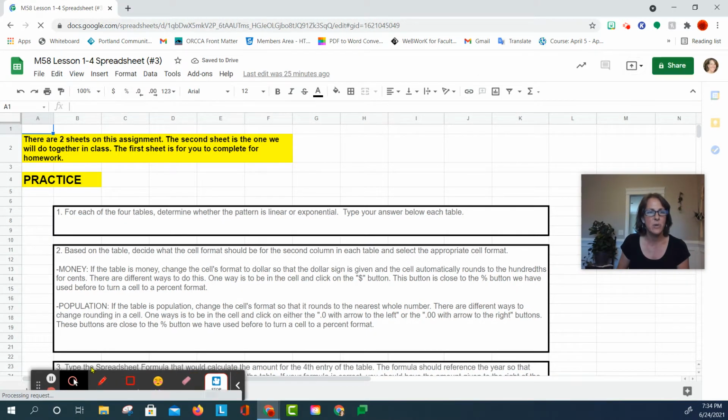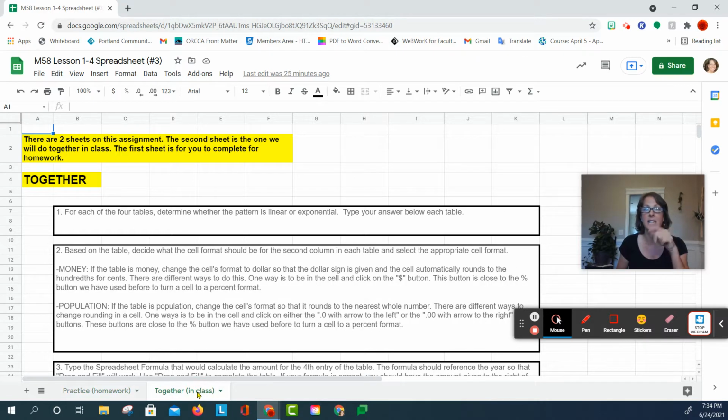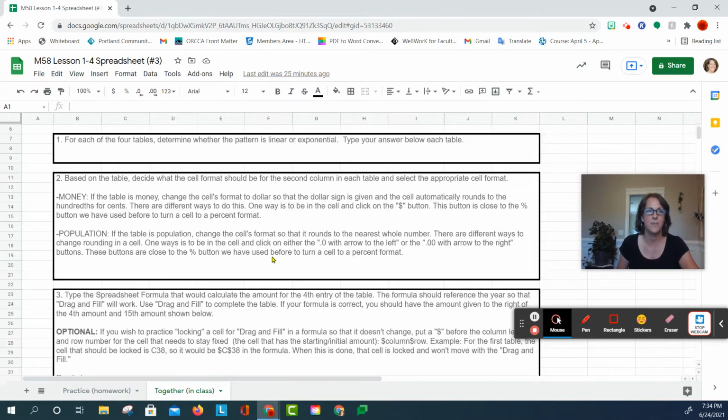At the bottom of the spreadsheet, you will notice that there are 2 tabs. One tab is practice homework. That's for you to do on your own. And the second tab, Together in Class, that's the one we're going to do in this video. So click on Together in Class to open it up.